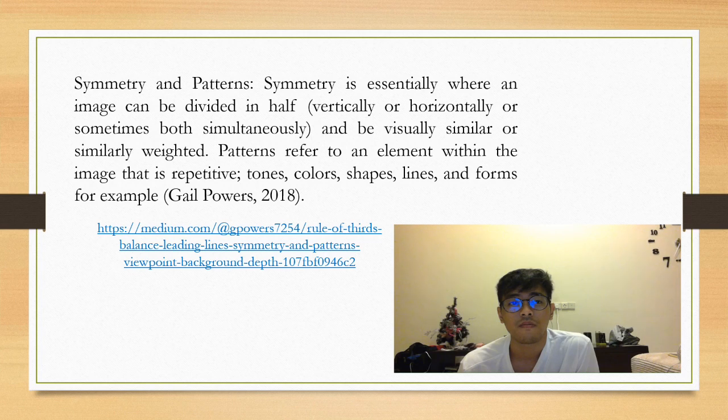So, symmetry and patterns. Symmetry is essentially where an image can be divided in half and be visually similar or similarly weighted. Patterns refer to an element within the image that is repetitive, tones, colors, shape, lines, and forms, for example. This is defined by Gale Powers, 2018.